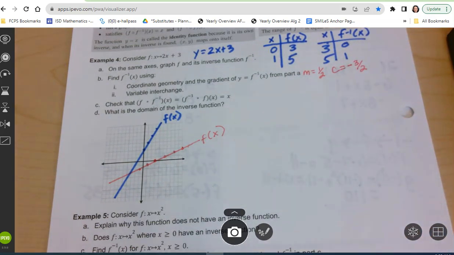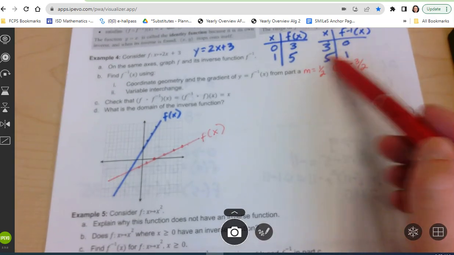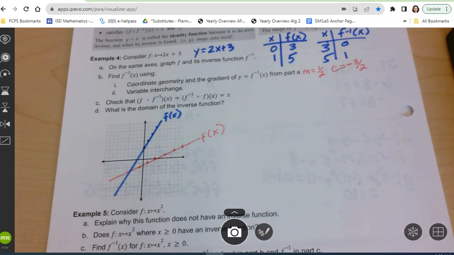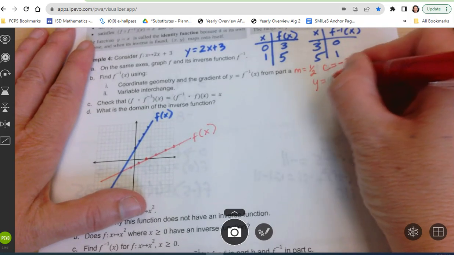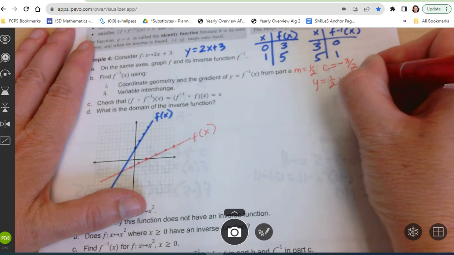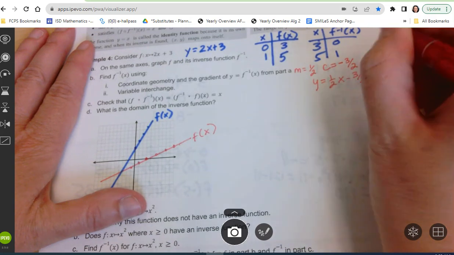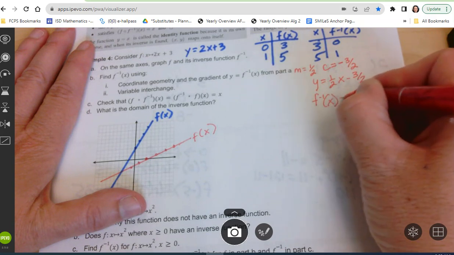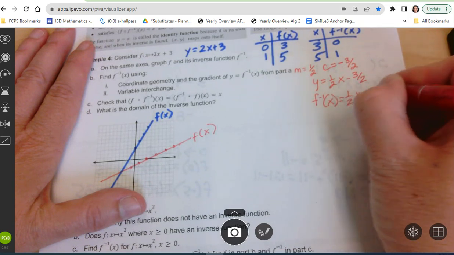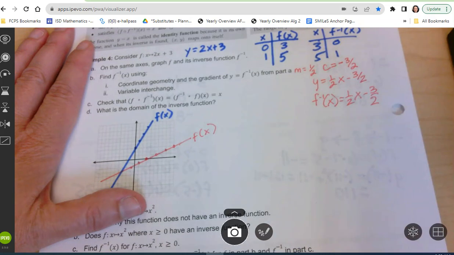There are other ways you can find that. Remember, if you have 2 points, you can use the point-gradient form of the line, and you can find your m that way, and you can write your equation that way as well. That was just my little shortcut there. So that means that the equation would be y equals 1/2 x minus 3/2, and written in inverse notation, f to the -1 of x is 1/2 x minus 3/2.